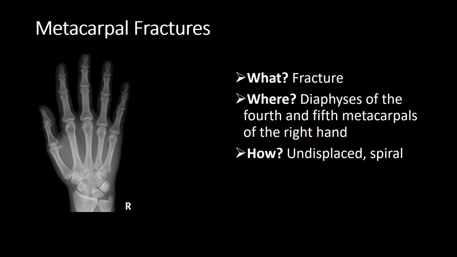So what is it? It's a fracture where it's the diaphyses of the fourth and fifth metacarpals of the right hand and how they're undisplaced and they're spiral.